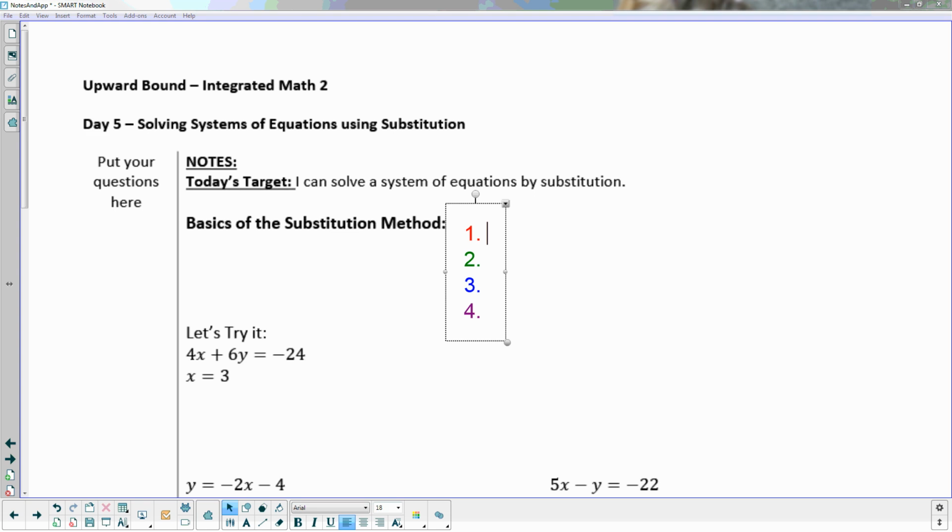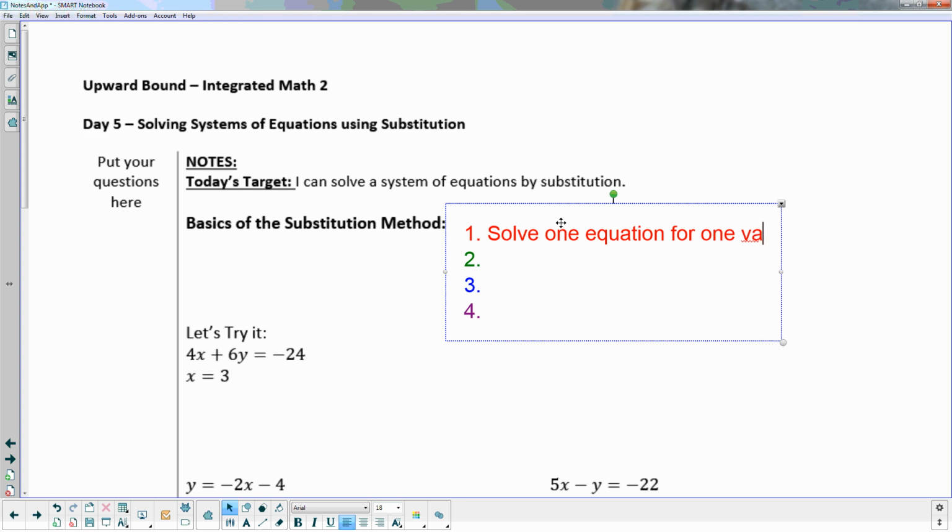steps every single time. The first of the steps is going to be solve one equation for one variable. Now, technically this can be solving for x or for y or whatever variable we have. I want to pick one of the equations and solve it for a variable. Then we'll look at some instances where we have to, some where we don't have to, and we'll look at some different cases.